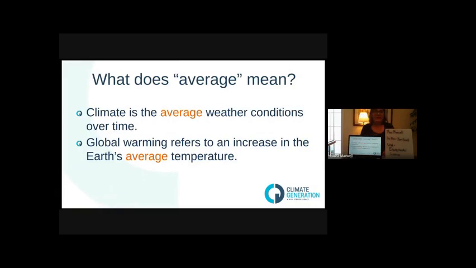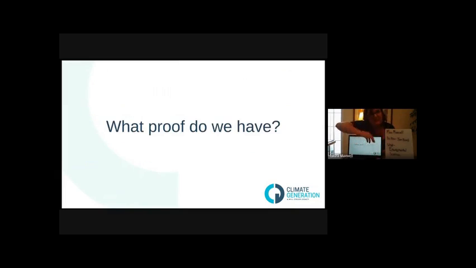So again, climate is the average weather conditions over time, and global warming refers to an increase in the Earth's average temperature. So sometimes we might have really extreme weather and it's really cold. However, in an average of all of our temperatures during the year, our temperature is going up. So what proof do we have?